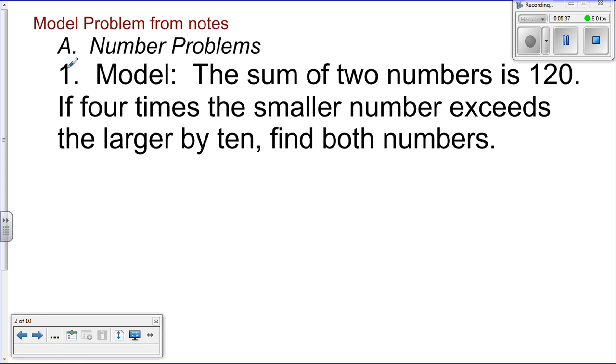The sum of two numbers is 120. If 4 times the smaller exceeds the larger by 10, find both numbers. I'm looking for two numbers. We're going to use any variables that you want. I'm going to use x and y.